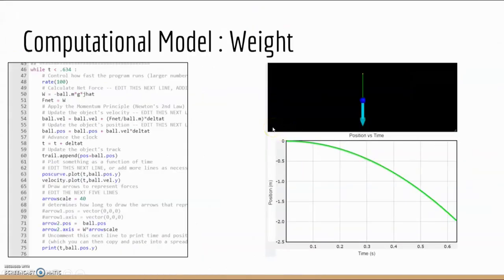For the computational model without drag force, the net force includes only weight, and this leads the final position to be overestimated, as the system continues to accelerate for a longer period of time before terminal velocity is reached. The system has unbalanced forces acting.